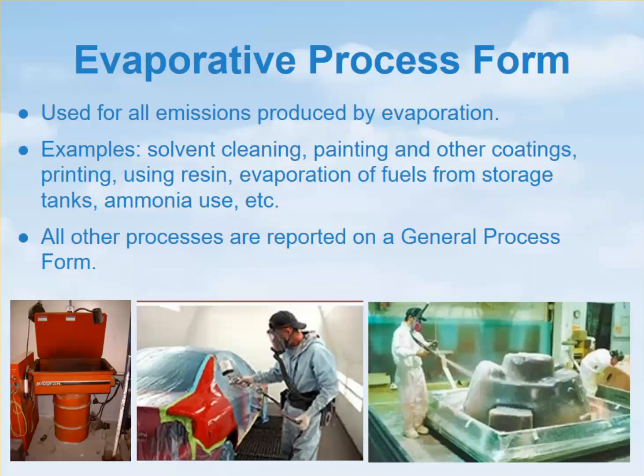A single evaporative process form can be used to report emissions from several materials, with each material being given a separate process ID number as long as all of the information at the top of the form apply to all of the reported materials on the form. Use a separate form for each group of materials that have a different process type or description, tier code, or operating schedule.